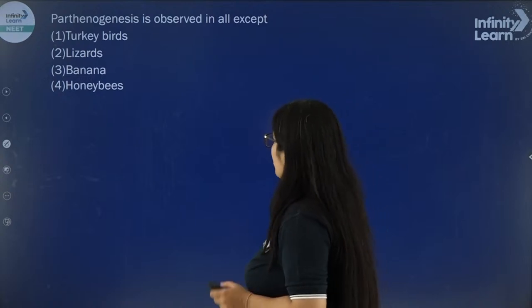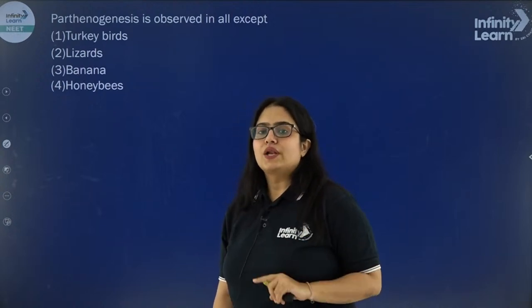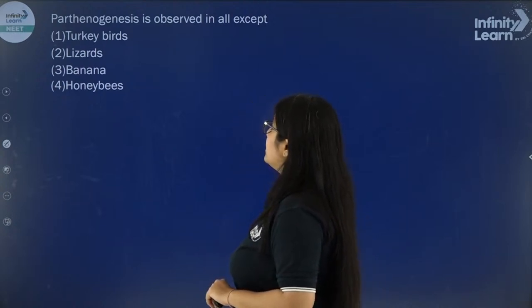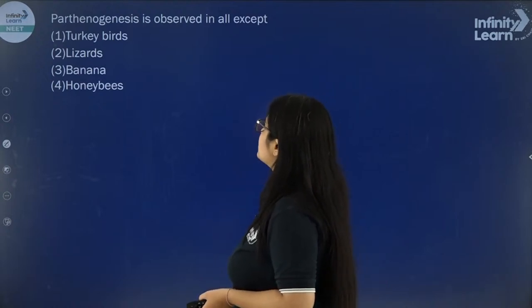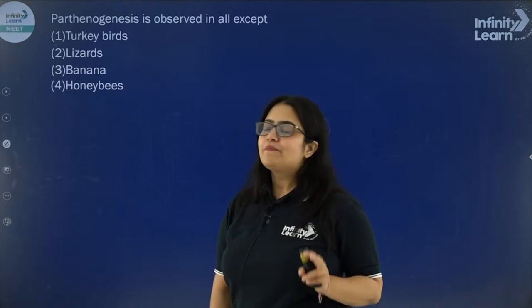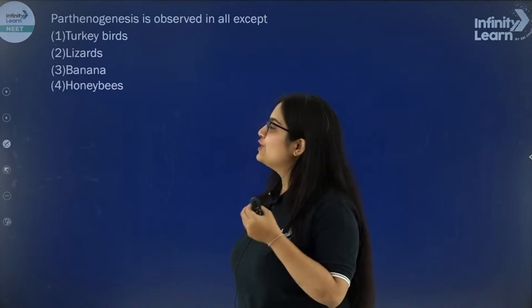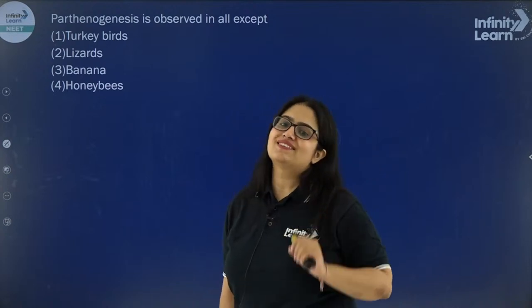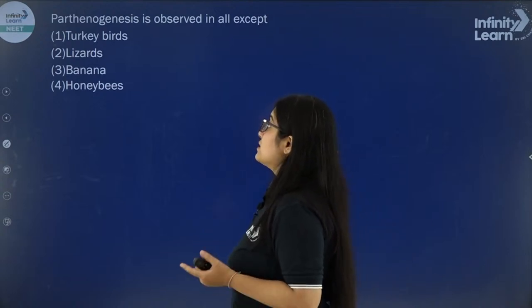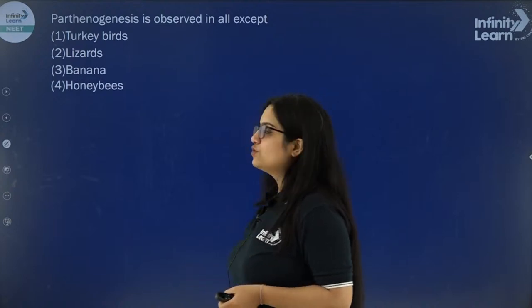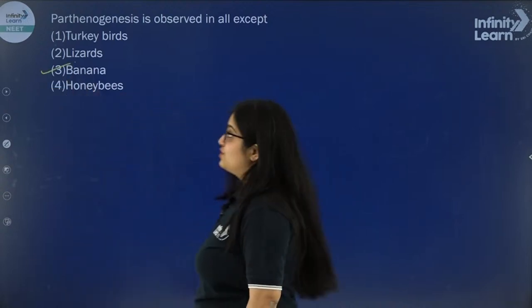Parthenogenesis is observed in all. So if you're wondering from where this question has been framed, this is from your chapter number 1, class 12, reproduction in organisms. In sexual reproduction, this portion has been discussed after fertilization. So parthenogenesis is observed in all except, it will be turkey birds, lizard, honeybees. But in banana, instead of parthenogenesis, parthenocarpy is seen. It's a fruit. So for banana, it should not be parthenogenesis, it should be parthenocarpy. I hope you got that catch in this question.